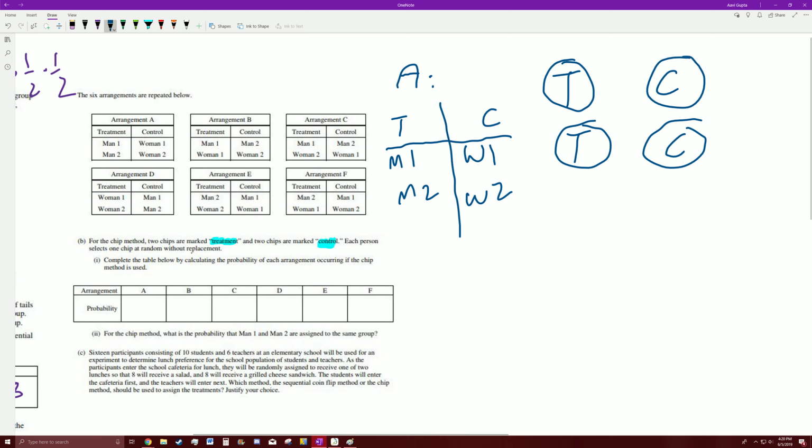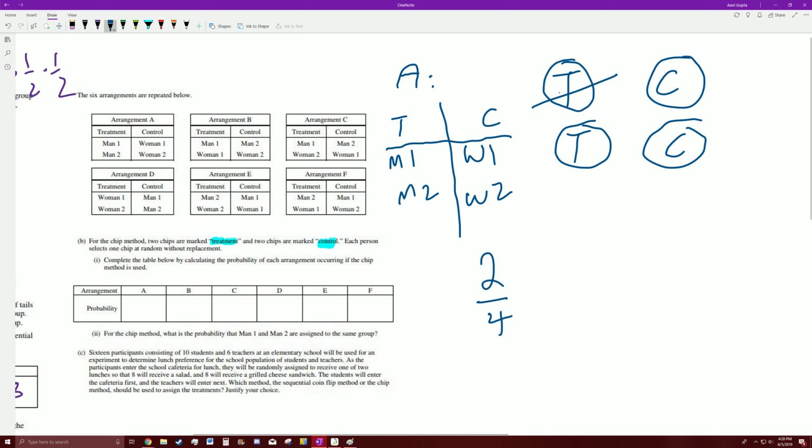So here we go. Man 1 is going to go and he's going to take a chip. He randomly selects the first one, T. So there was a 2 out of 4 chance that he actually selected T. There's 4 possible chips that he could have chosen from, 2 of which are T. So there was a 2 out of 4 chance he selected this one.